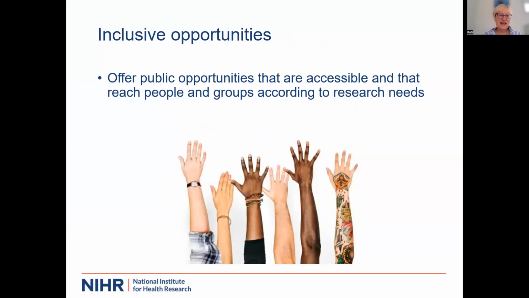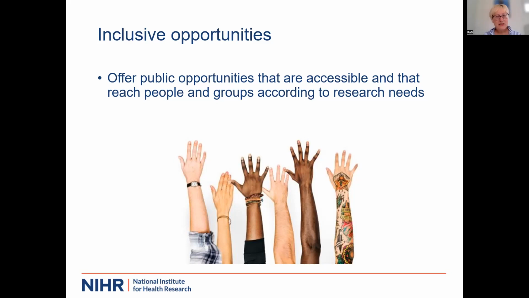The first of those standards is inclusive opportunities. This is all about being very clear from the outset about who you need to involve. That's very much about matching the experiences of the people you want to involve with the end users of your research project, and targeting your recruitment so that your PPI involvement reaches the very groups you want to get involved.